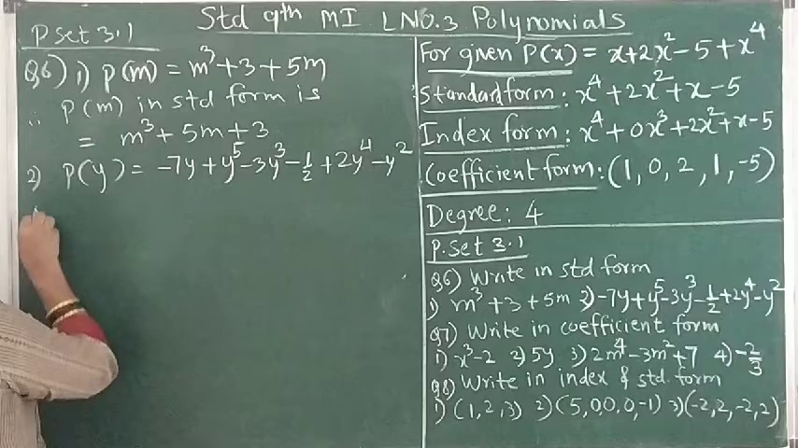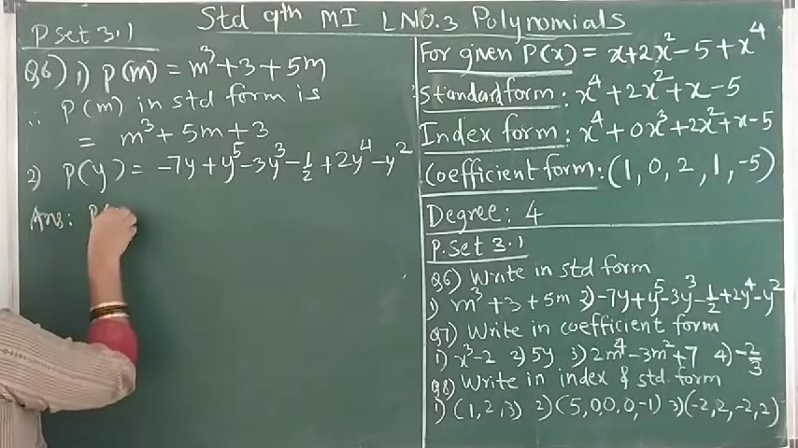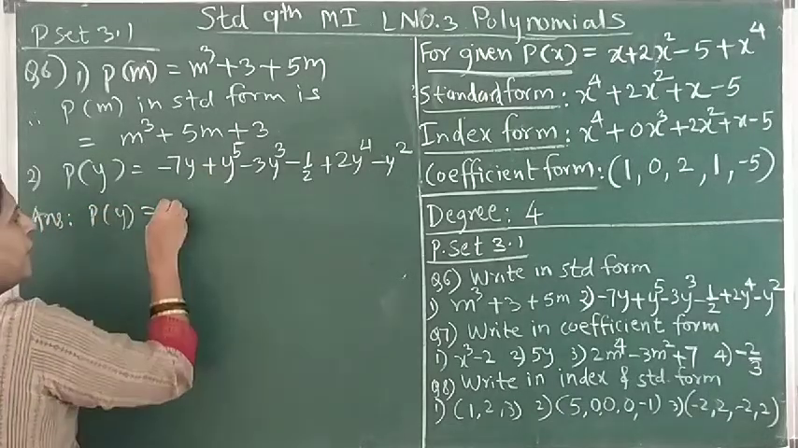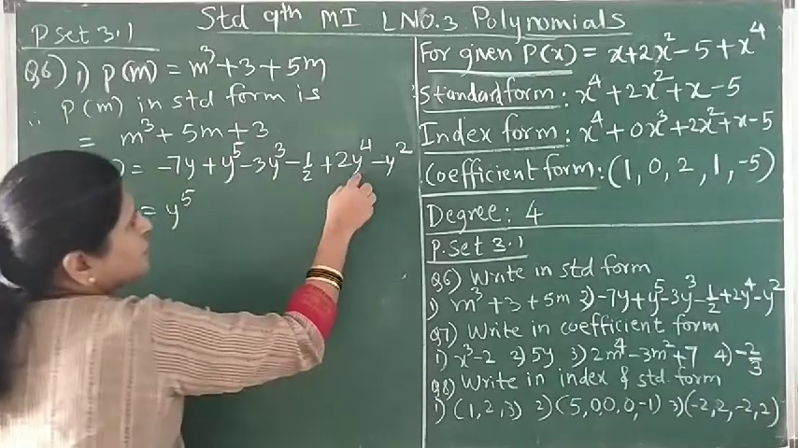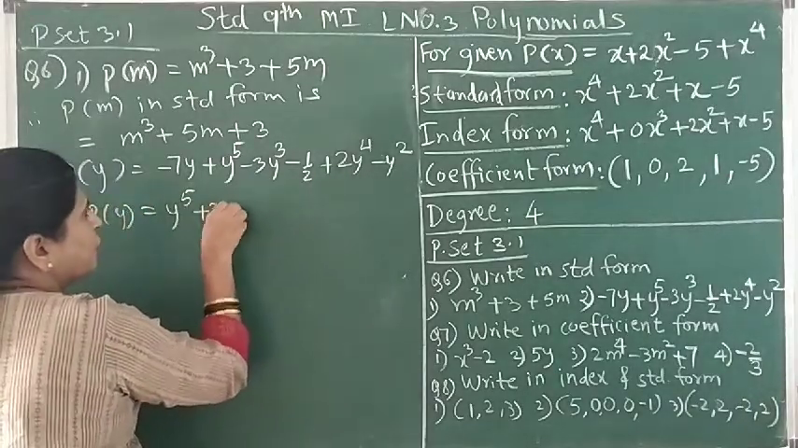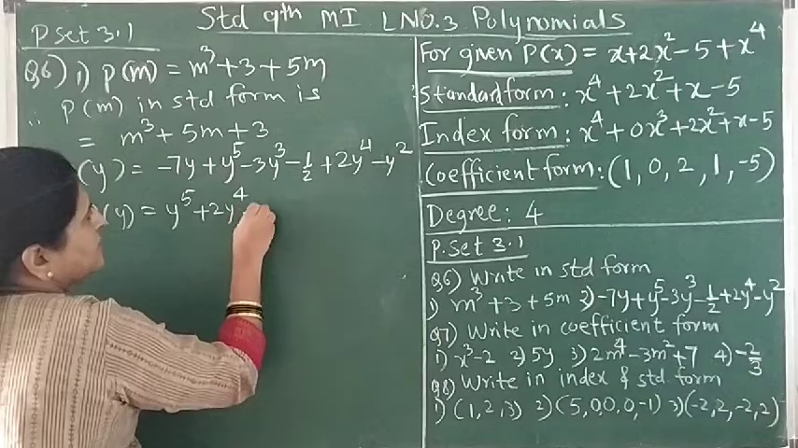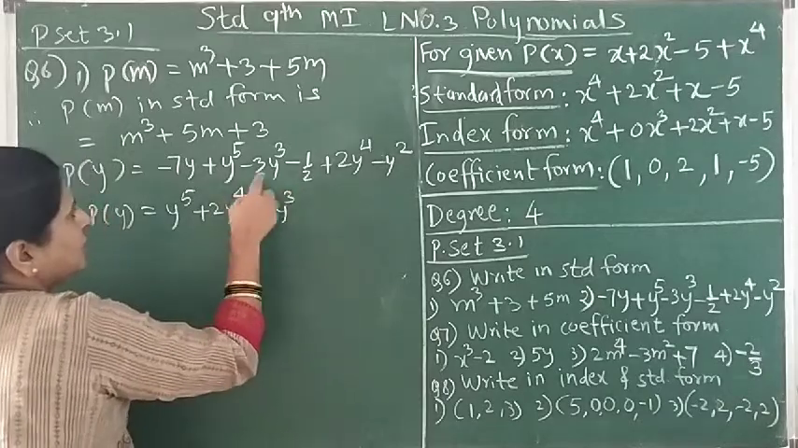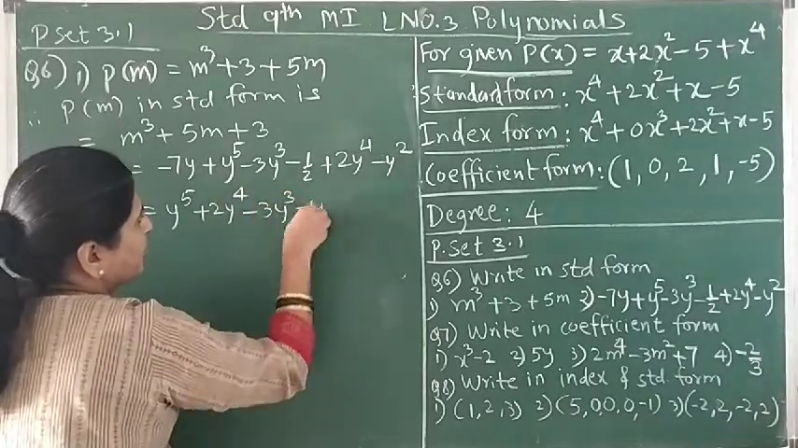So your answer is going to be the polynomial in y in standard form. We will write y raised to 5, then y raised to 4, which is plus 2y raised to 4. Then the cube part, minus 3y cube. Then the square part, minus y square.